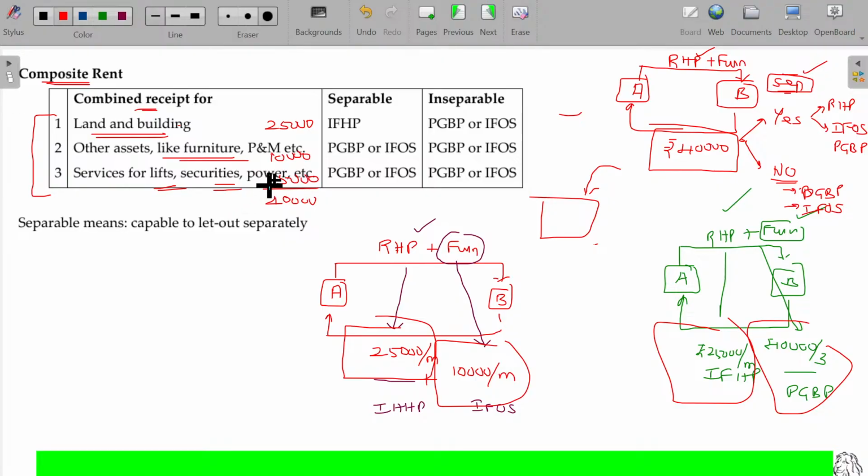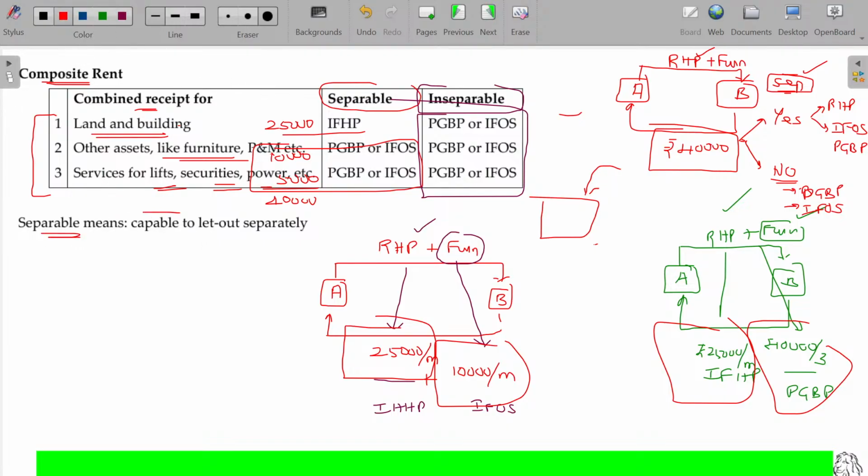If I am able to segregate, it is separable. The land and building will be income from house property, and these two will be considered either as PGBP or income from other sources. No, sir, there is no such provision as just now explained in the case of the restaurant, which I could not run. I am letting out the restaurant to another operator with the full setup. Even if I am running a factory and letting out the factory with full setup, with the plant and machinery, it is not possible to separate. Then this will not come under income from house property. It may be named either as PGBP or income from other sources. This is about the separable and non-separable cases: composite rent.